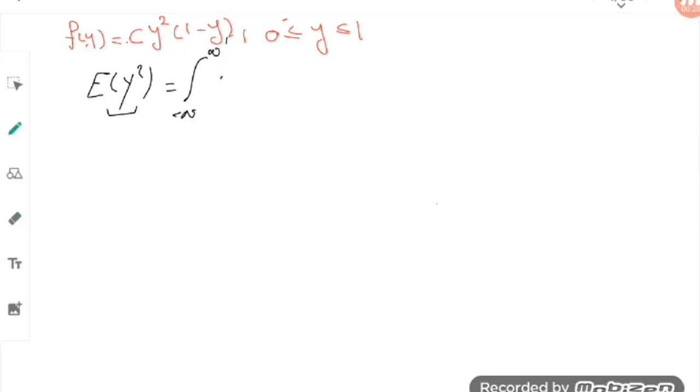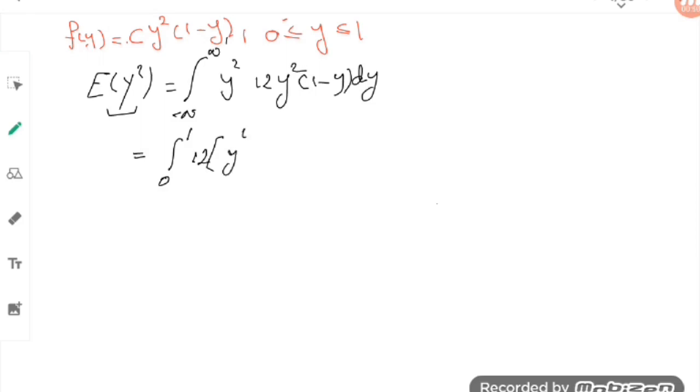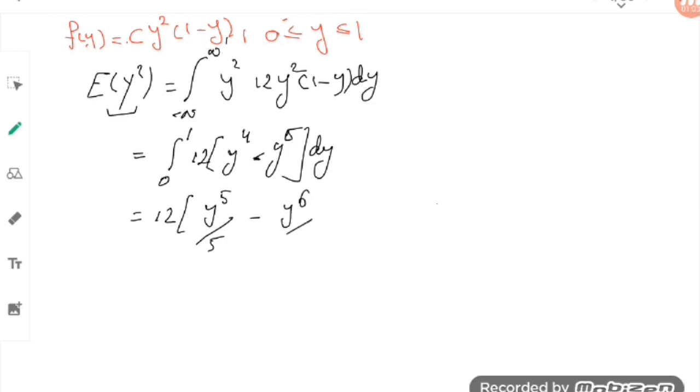Y to the power 2 times the PDF. Again, this will give us the integral from 0 to 1. Here we have 12 as a common factor. Then y to the power 2 times y to the power 2, which is y to the power 4, minus y to the power 5 dy. This will be 12 times y to the power 5 divided by 5, minus y to the power 6 divided by 6, and then we'll substitute with the integral limits.